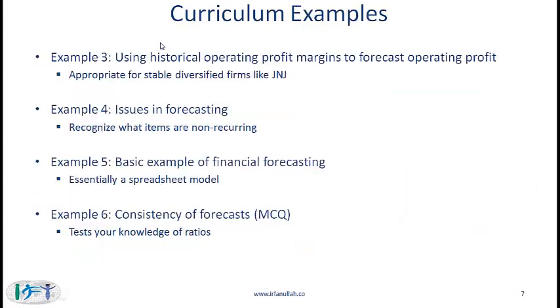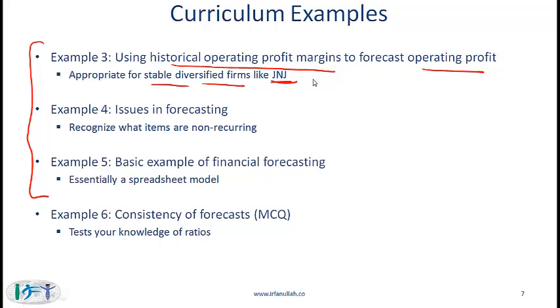The curriculum presents several examples. Examples 3, 4, and 5 are fairly long. If you have time, you can read them, but what I'll do here is give you the most important point related to each example. Example 3 deals with using historical operating profit margin to forecast operating profits. We are given the example of a stable, diversified firm like J&J. For a company like J&J, it makes sense to use historical margins to project future operating profits.